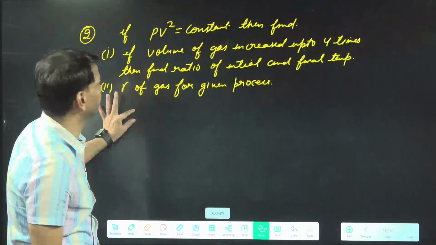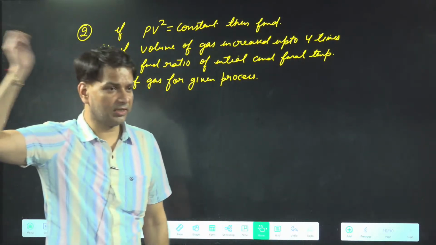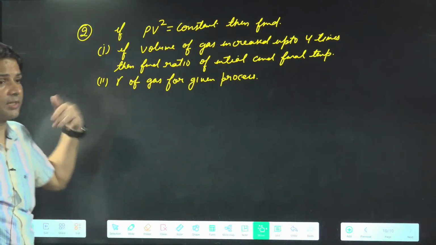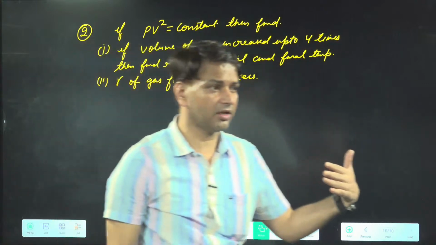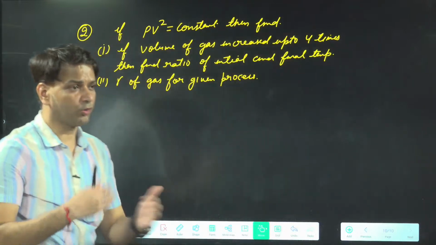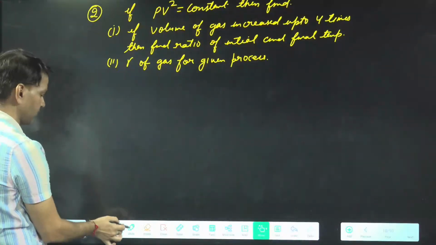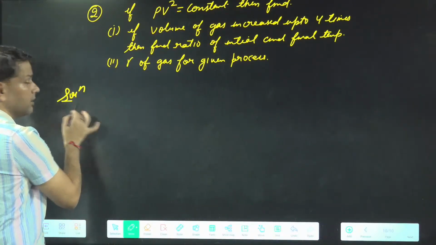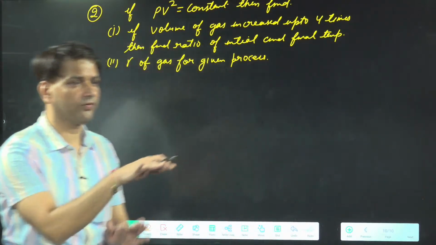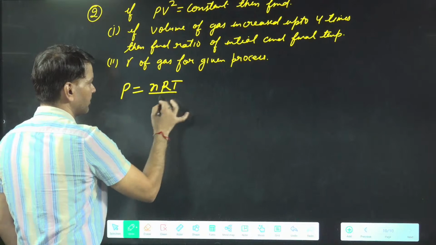So first, the ratio of the temperature. The final volume is 4 times, because the volume has increased up to 4 times. So first I have to get the VT relation. I gave the PV relation, but I am asking for the temperature ratio when the volume is given. So volume and temperature I have to connect. I don't need P because the data of P is not given. So I will replace P in terms of volume and temperature. From the ideal gas equation, P can be written as nRT by V.